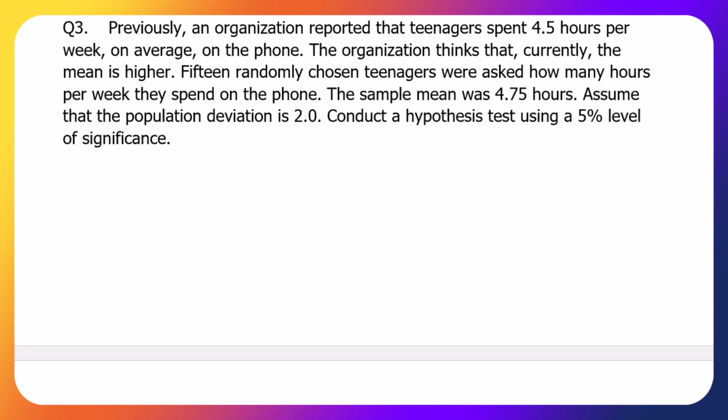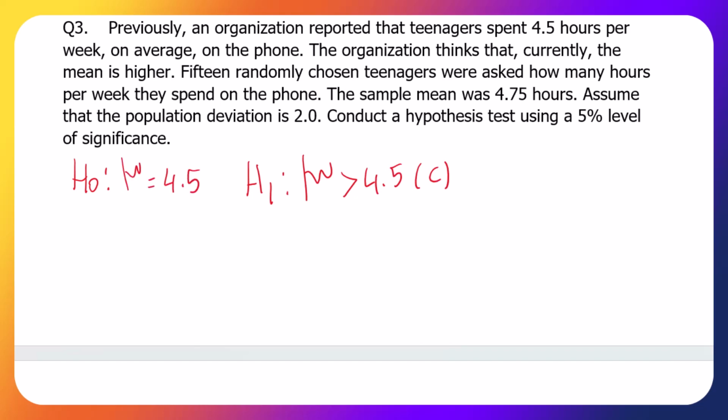All right. Previously, an organization reported that teenagers spent 4.5 hours per week on average on the phone. The organization thinks that currently the mean is higher. So if you want to write the null and the alternative hypothesis, guys, it will be H0, H1. Higher means bigger than 4.5, and this is the claim. And the null will be equal to 4.5.